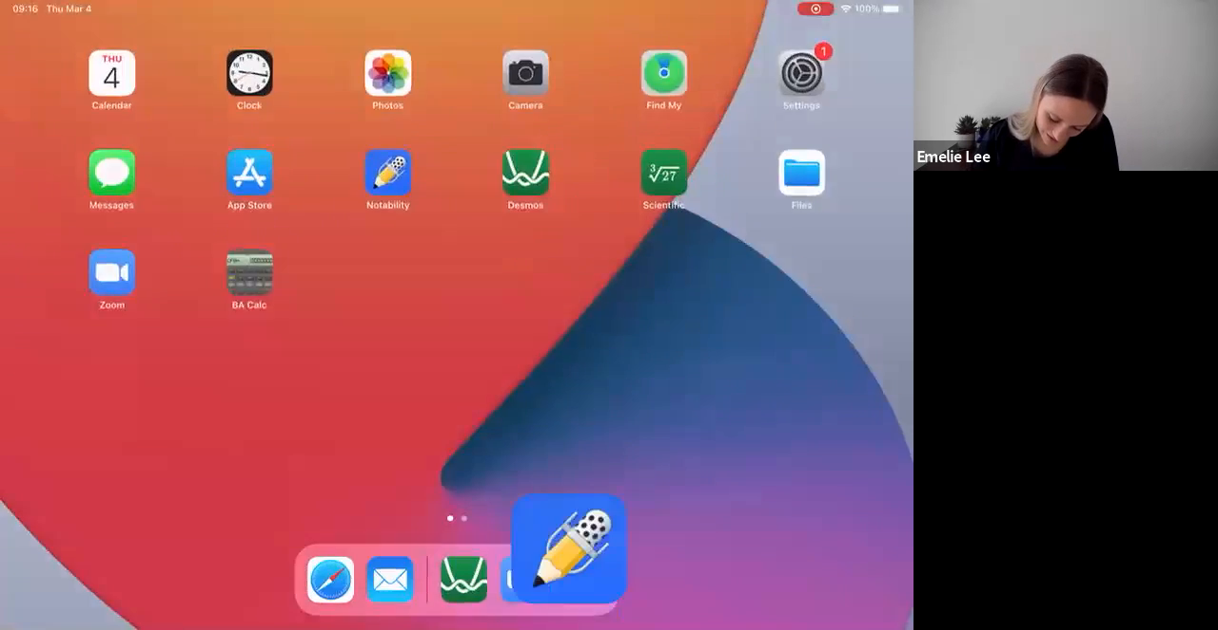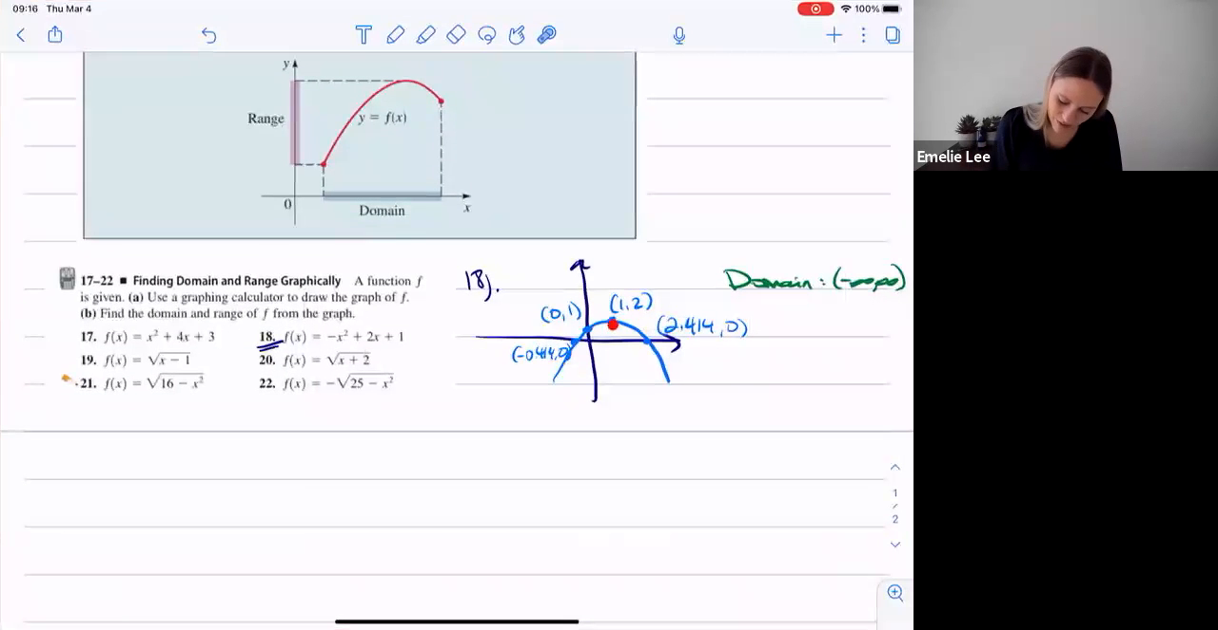So this maximum here is at 1, 2. So what does that mean? It means that the y values are going to go up to 2, right? Up to and including 2. So for parabolas, you can assume that it includes this endpoint.